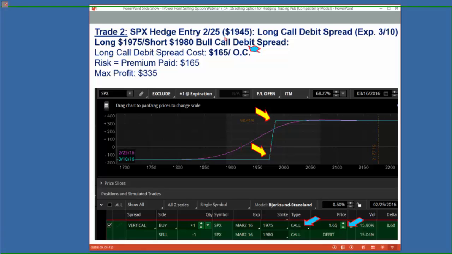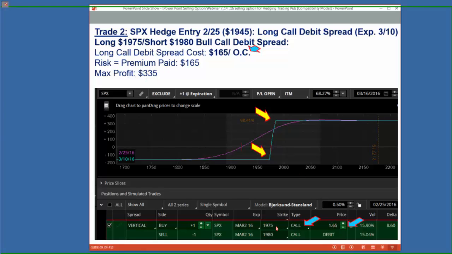Now, this costs $165. That's your debit. That's the max at risk. Now, just on a pure spread basis, you're long the 1975 call here, short the 1980. Cost was $165. Your potential profit's $335. The difference, right? So here's the debit. So it's a 1975, 1980 debit spread. So here's what the trade now ends up looking like.